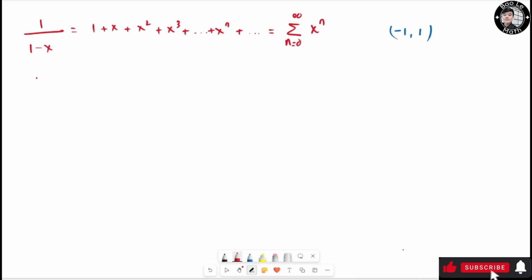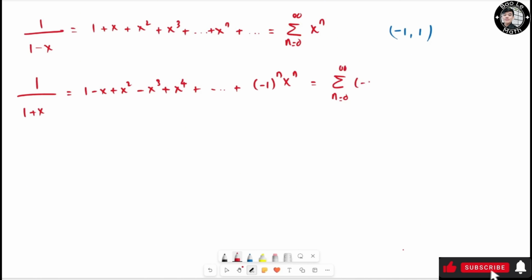Now the second one is 1 over 1 plus s. It's going to be 1 minus s plus s squared minus s cubed plus s to the 4 plus etc. plus negative 1 raised to the n s to the n, right? So if you put this guy in summation notation, it could be n start from 0 to infinity of negative 1 raised to the n s raised to the n. And the interval of convergence is negative 1 to 1, right?